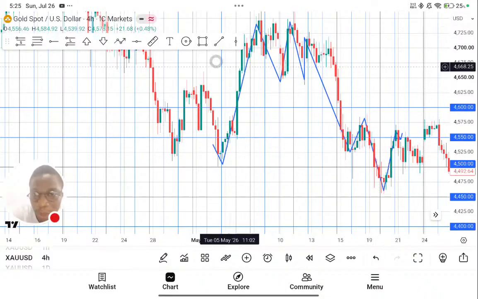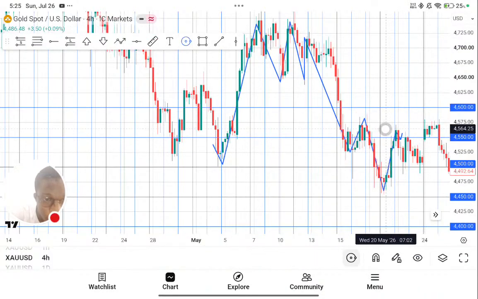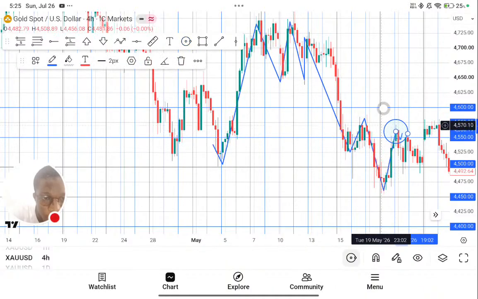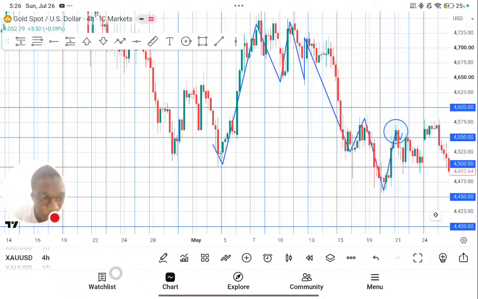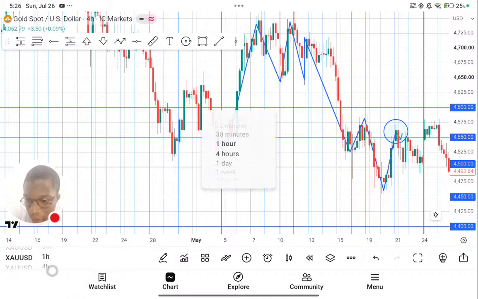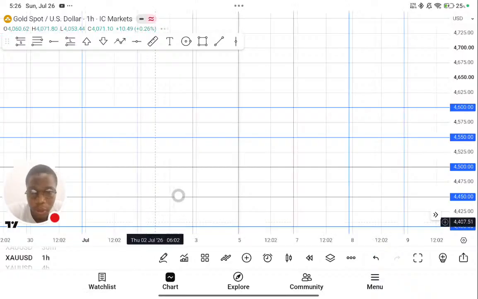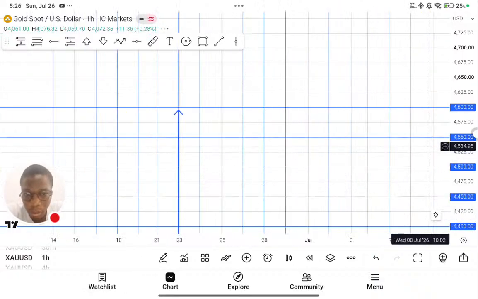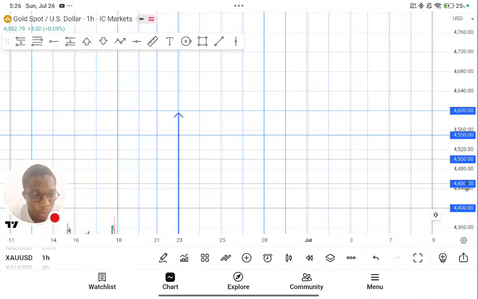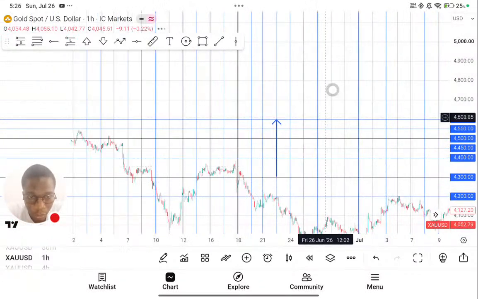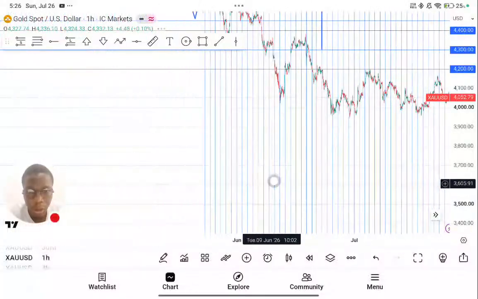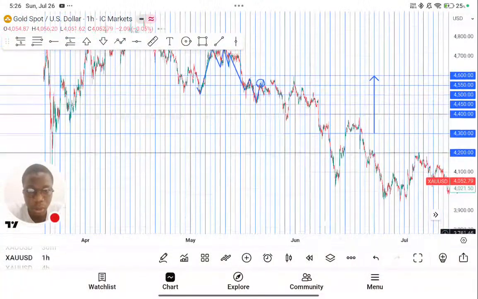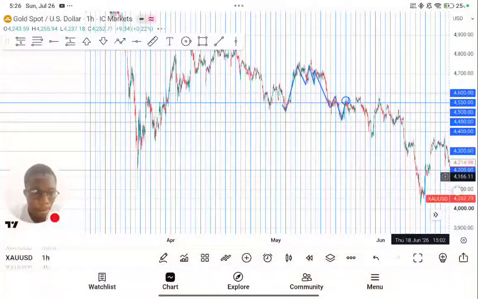So what is happening around this level? So this is a significant zone that we are speaking about. So then if we go lower and try to check what happened around there, come down to your 1 hour. Where is it? Okay, look at where it is.